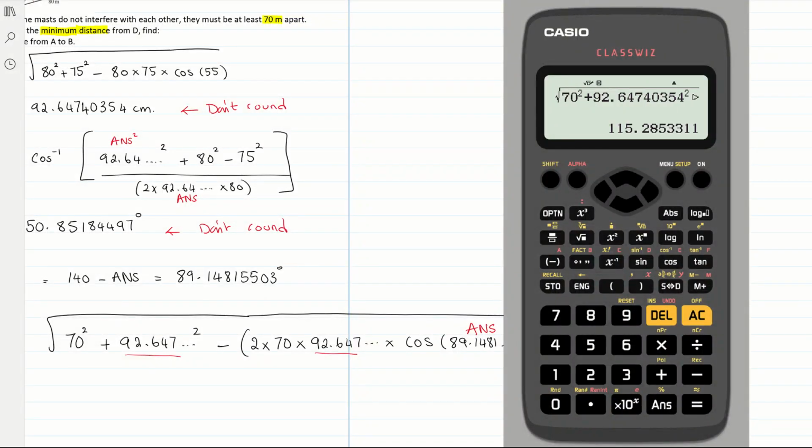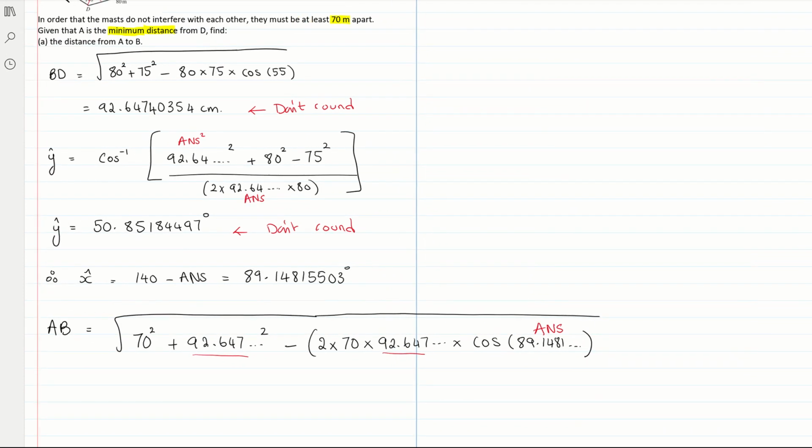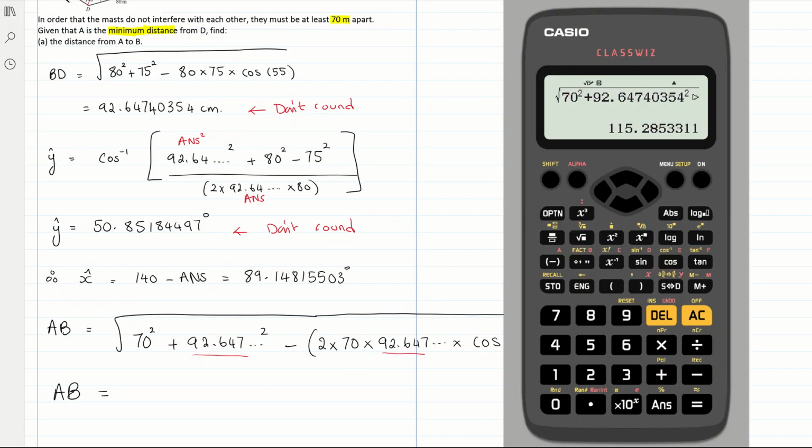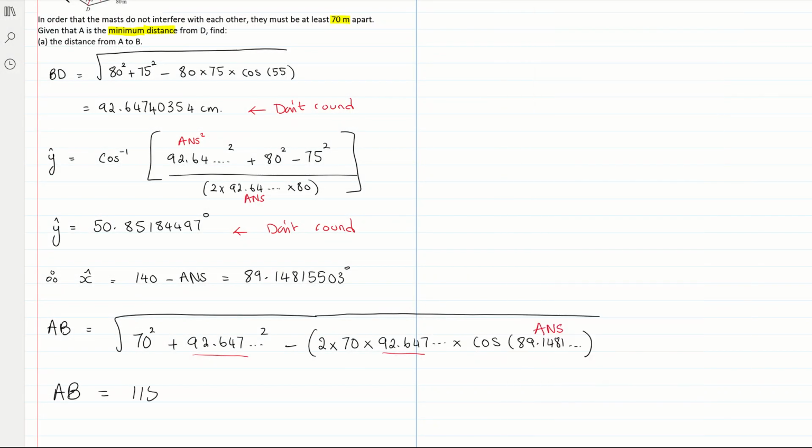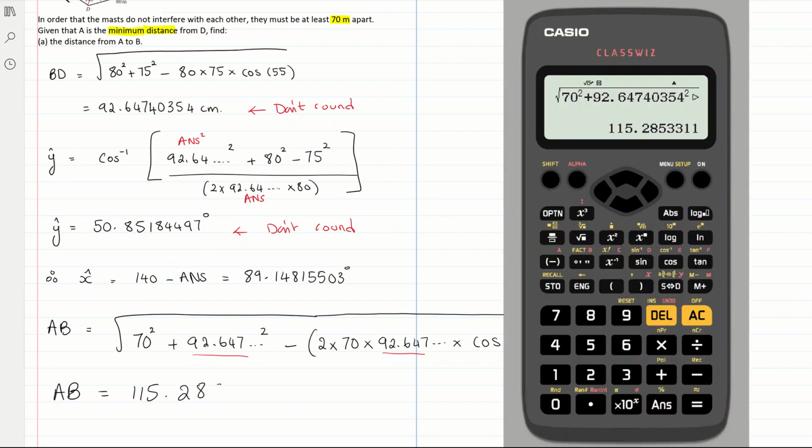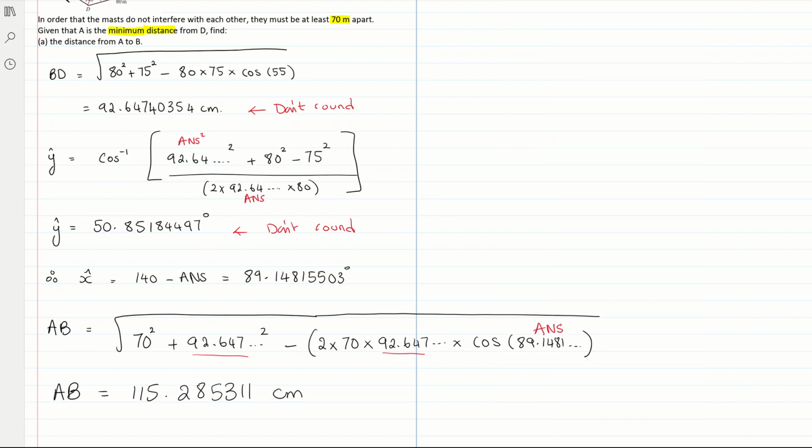Equals 115. And I can round this one, but I'm going to write it out in full just in case we need it later. 115.2853311 centimeters, and that could be 115 centimeters to 3 significant figures. So that is the answer to the distance from A to B.